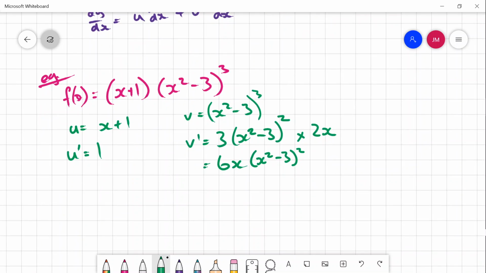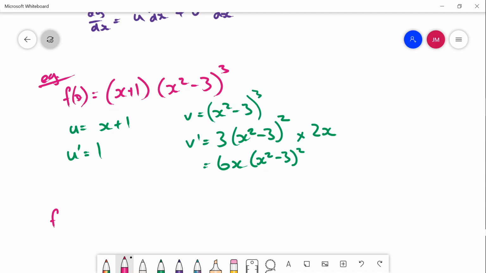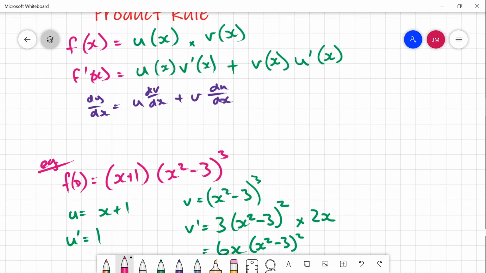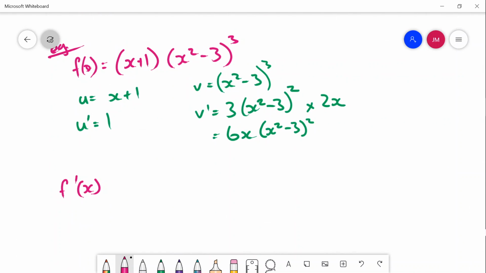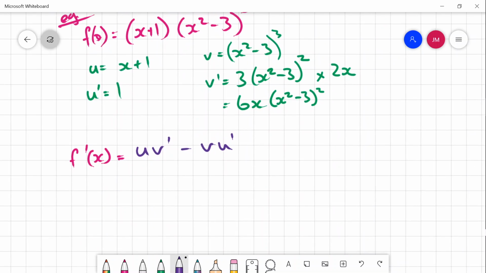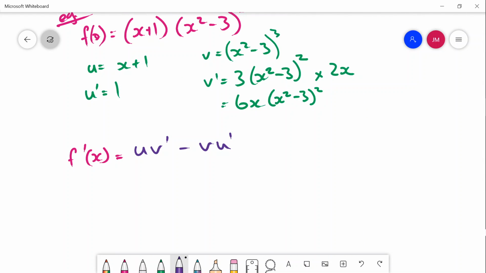So final step, put that into the derivative for f of x. Remember from our formula, we're going u times v dash plus v times u dash. I might write it down here as well just so you can remember, u v dash plus v u dash. I've just shorthanded there and left off all my x's, but make sure you're finding the derivative with respect to the same variable. So u in this case was x plus 1, so x plus 1 times v dash, which is this big thing here with the 6x, so that's times 6x times x squared minus 3 all squared.